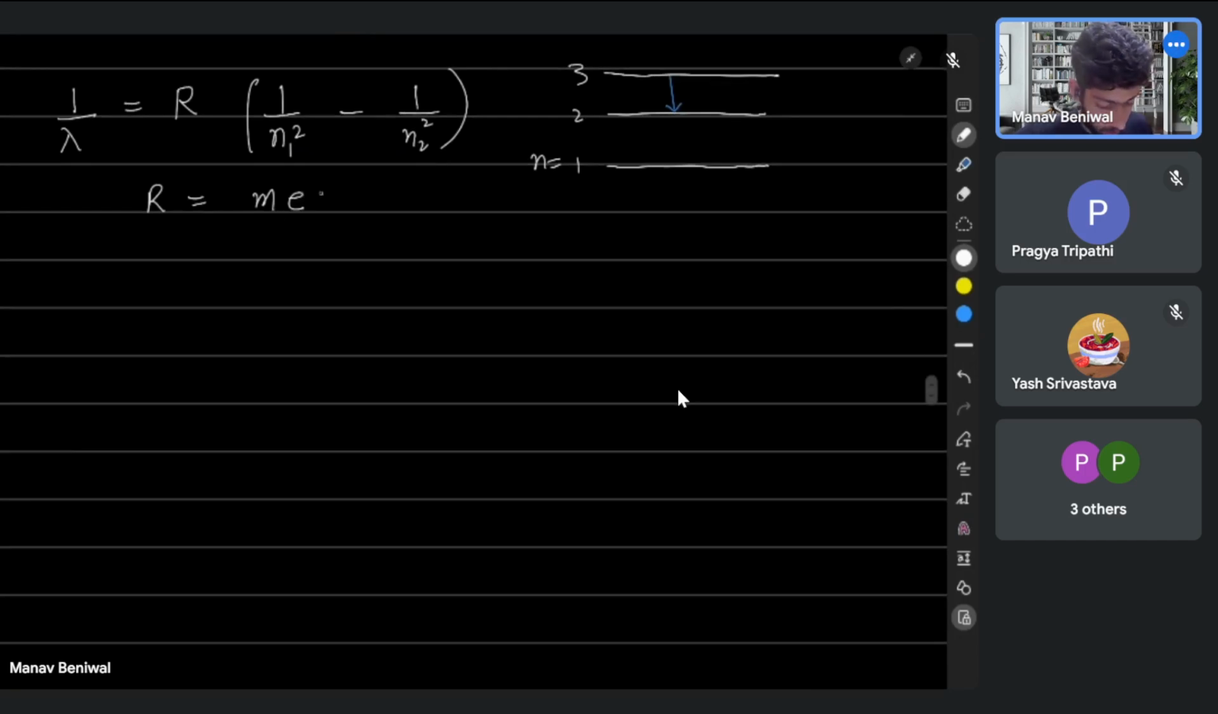m times e to the 4 divided by 2 h cut squared, 4 pi epsilon naught squared, times hc. Okay.